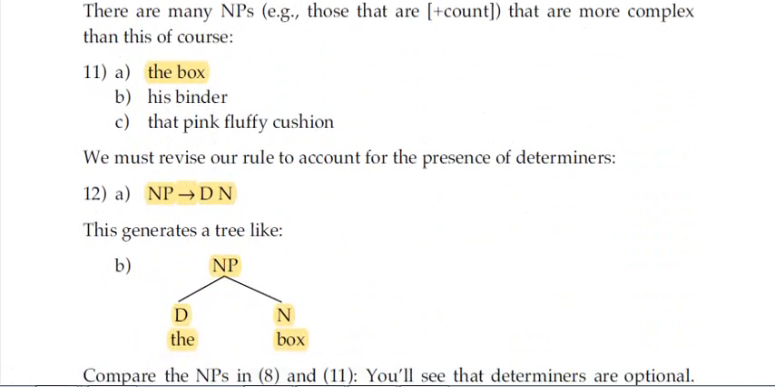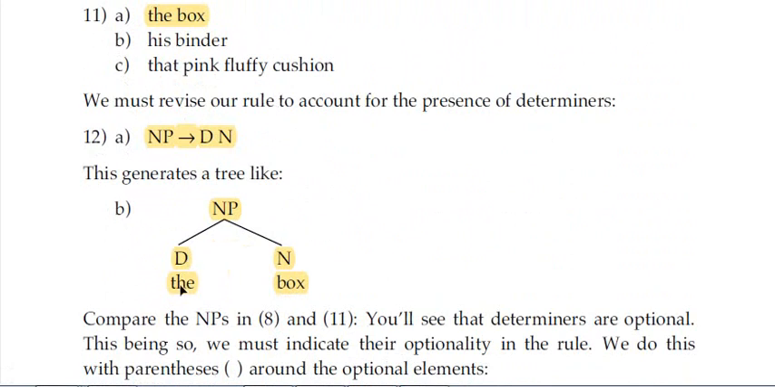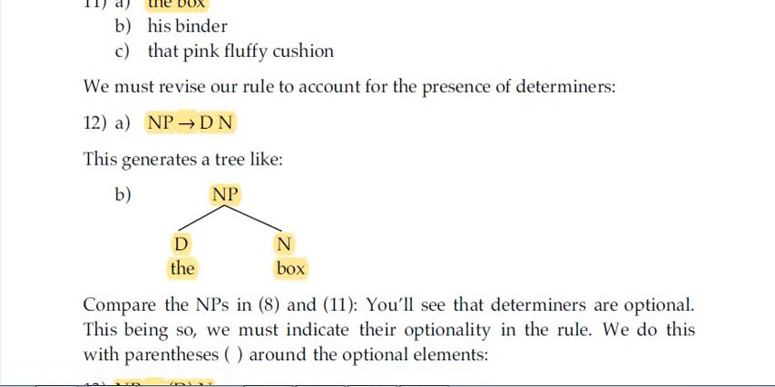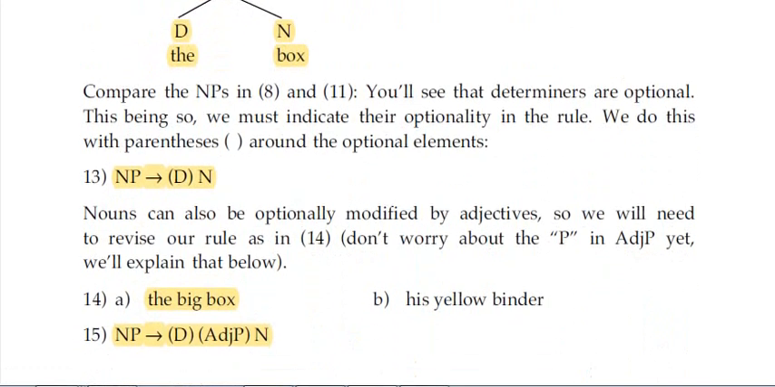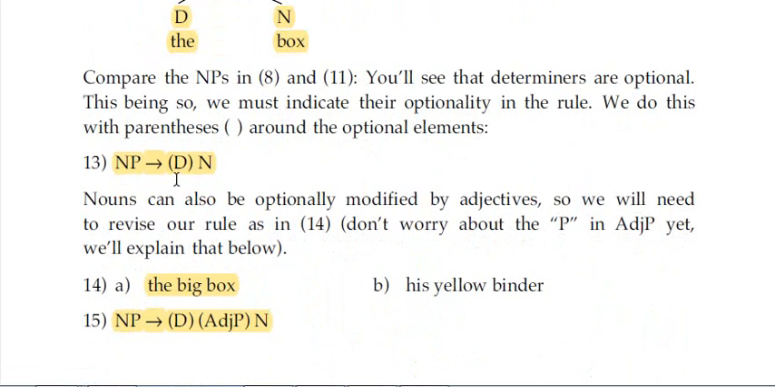Let's have a look at the tree. So we have determiner, the, and then noun, box. So noun phrase consists of determiner and noun, not just noun then. So do you think that determiner is a must in a noun phrase? Apakah harus ada determiner? No, not always like that.